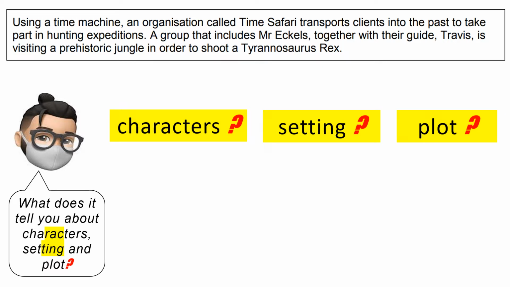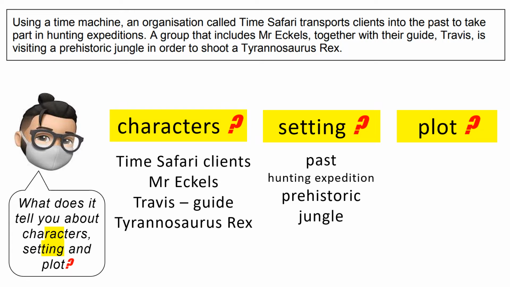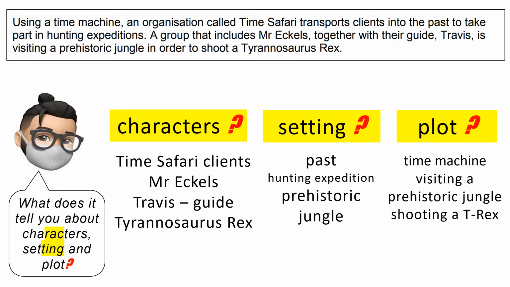So in this box it says, using a time machine, an organisation called Time Safari transports clients into the past to take part in hunting expeditions. A group that includes Mr. Eccles, together with their guide Travis, is visiting a prehistoric jungle in order to shoot a Tyrannosaurus Rex. So there's a lot of information there that's going to help you orientate to the extract. It's telling you a lot of information about who's going to be in the story. It also tells you where the story is set, and it's also giving you information about what's happening, the plot.